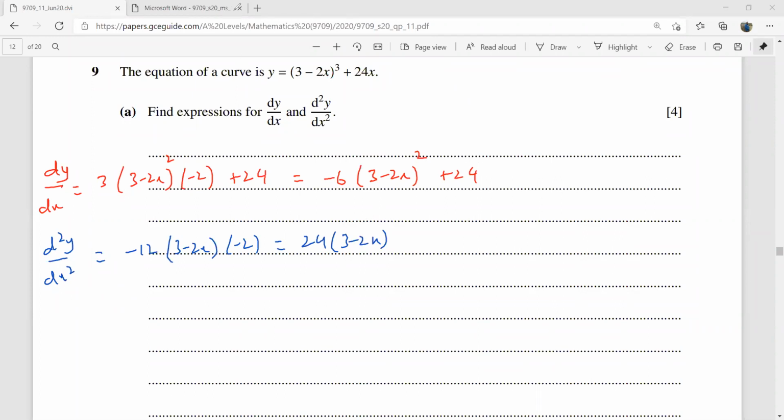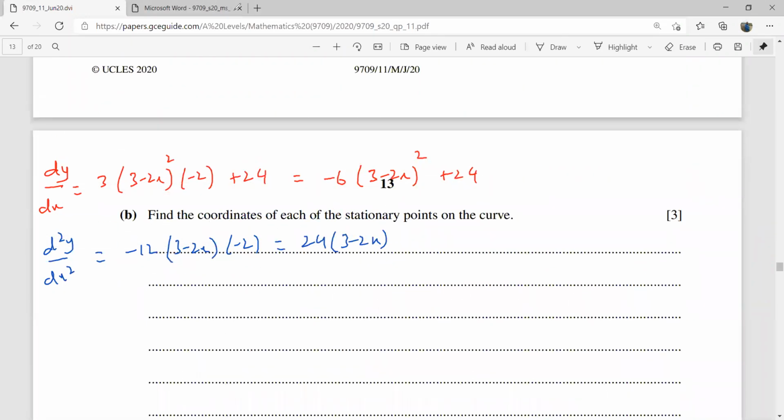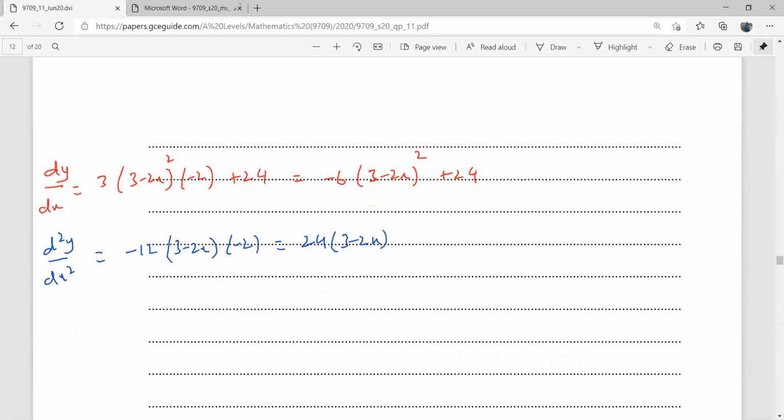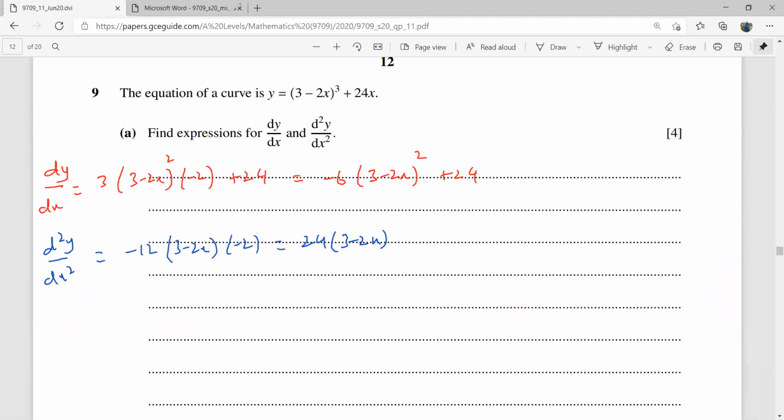Okay. Next it says, find the coordinates of each of the stationary points on the curve. And the last part is asking to determine the nature. So he's asking for the full-fledged coordinates of the stationary point, so you need to have both x and y. So for this B part, I'll put dy by dx equal to 0. This will give me, I'm skipping some steps here, 3 minus 2x whole square is going to be equal to 4.